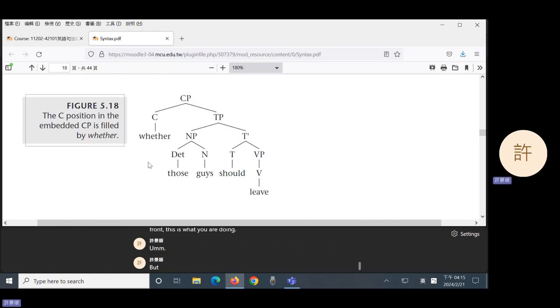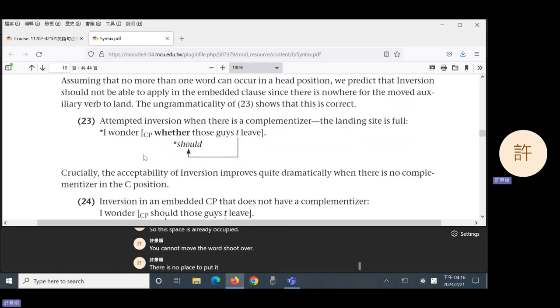But you can also do this if it's not a question, right? This is just like that. Whether those guys should leave is not a question. So this space is already occupied. You cannot move the word should over. There is no place to put it. If you move it out, you don't have a place to put it. It is already occupied by whether.